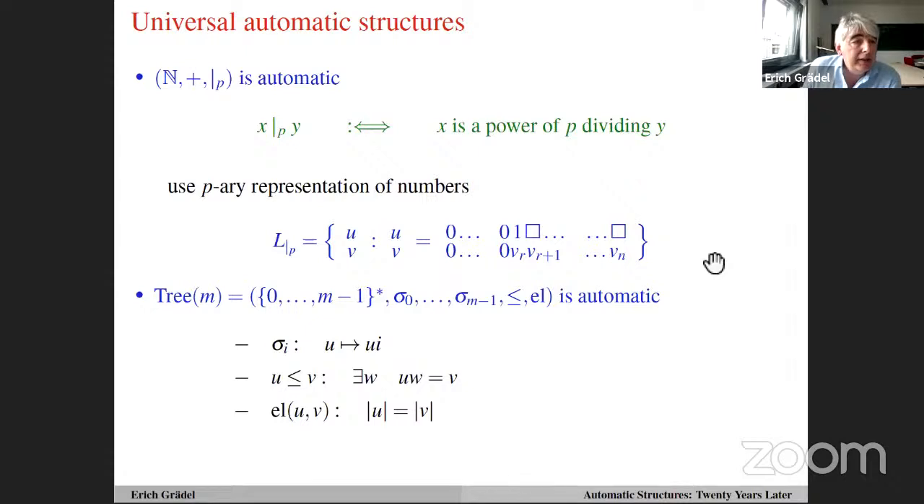A second class of universal automatic structures are tree structures. The nodes are words, finite words over an alphabet of m symbols. We have the successor functions, written relationally, for each of the symbols. We have the prefix relation, and we have the equal level predicate, saying that two words have the same length. This also is a structure that can easily be seen to be automatic.